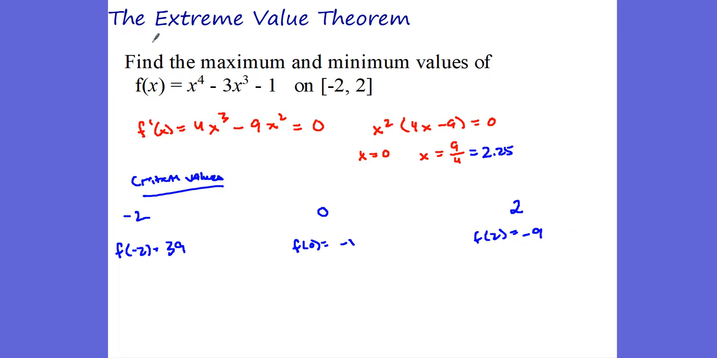So now I can take a look. Where is my absolute maximum value? Well, that is at my endpoint right here at negative 2. That's the absolute max. And where's my absolute min? Absolute min is right here, which means our endpoints ended up being both our maximum and minimum values, and that shows the importance of the closed interval in determining which values to consider for your critical points. So that's the extreme value theorem.